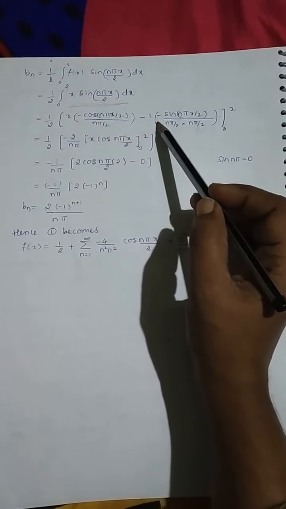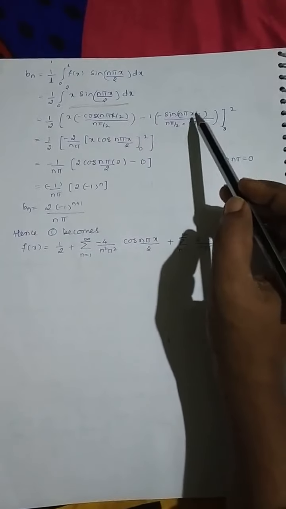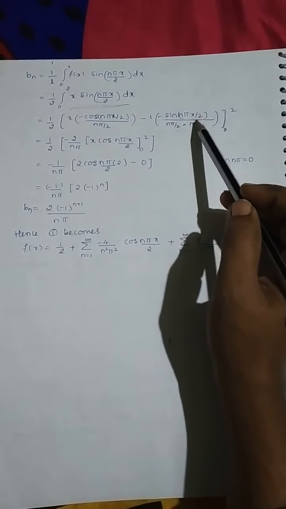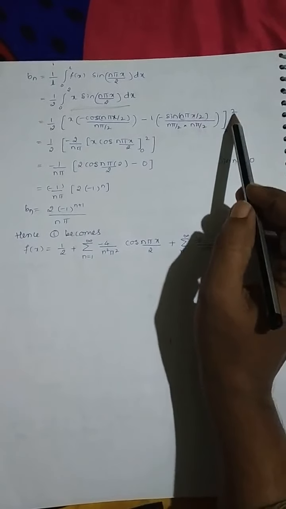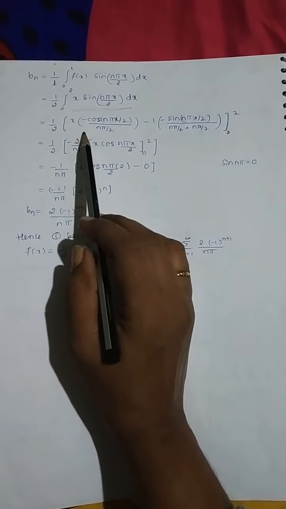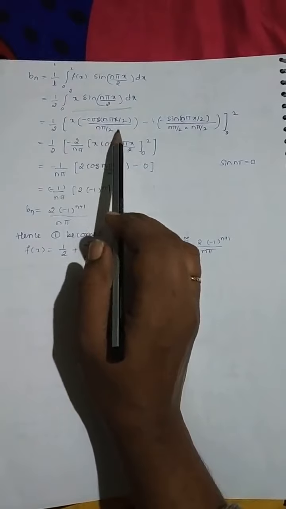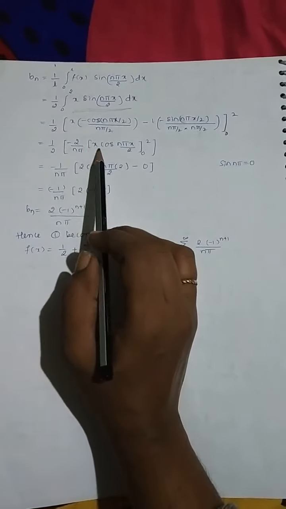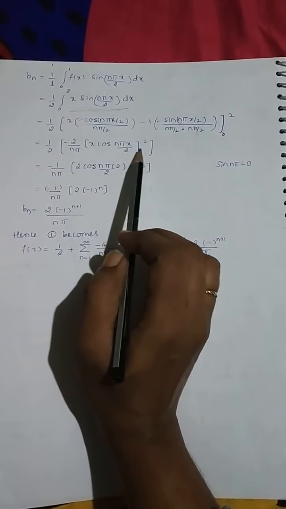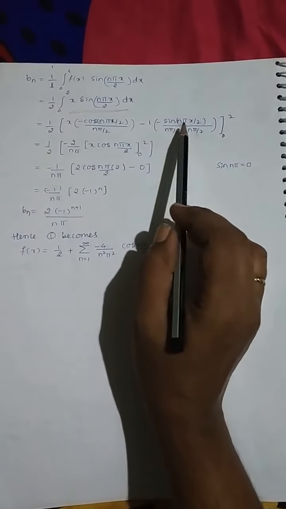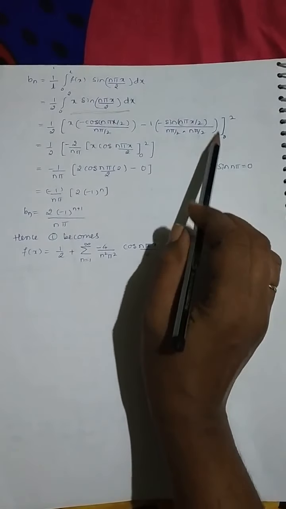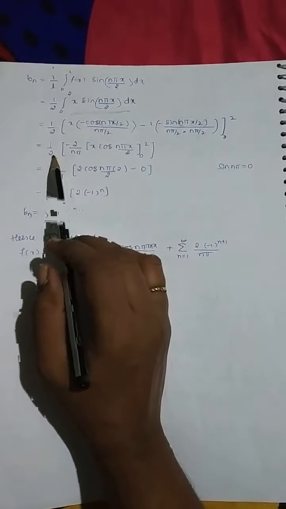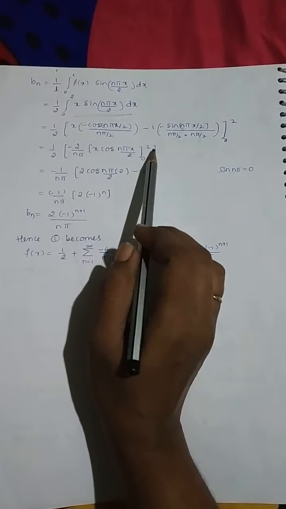Cos of integration of cos n pi x by 2 is sin n pi x by 2 upon n pi by 2 between the limits 0 to 2. And here 2 pi by n pi by 2 goes to the numerator, that is minus 2 upon n pi into bracket x into cos n pi x upon 2, 0 to 2. Since sin n pi is equals to 0, the second term vanishes. Therefore we are left with 1 by 2 into bracket minus 2 upon n pi into x cos n pi x upon 2, 0 to 2.